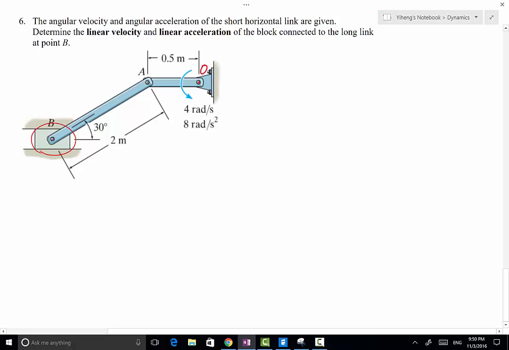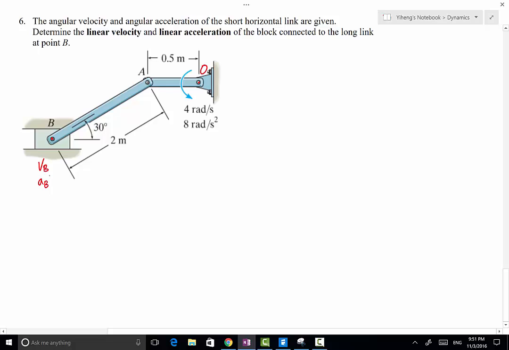This block can only move in a horizontal fashion inside this slot. And we need to determine the linear velocity and linear acceleration of this block at this moment when the angular velocity and angular acceleration of link AO are given. So we know that this block will have the same linear velocity and linear acceleration as the point B right here. So we're actually looking for VB as well as AB.